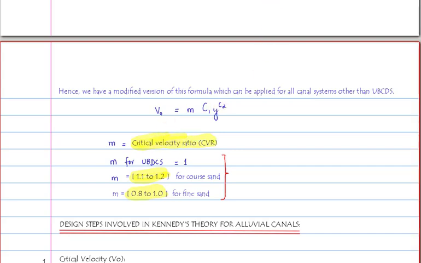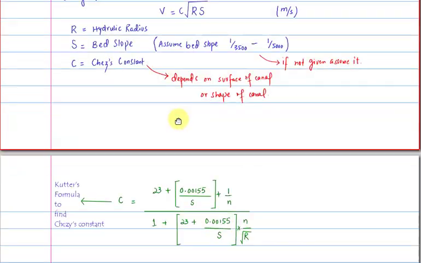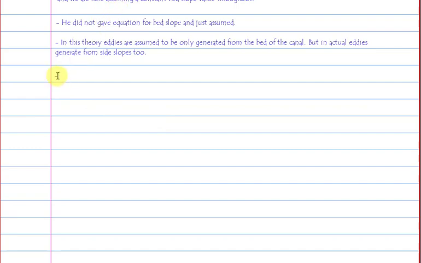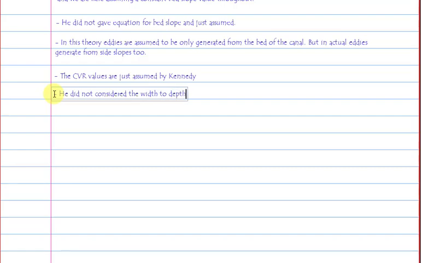So this is another limitation of this theory, that the CVR values are just assumed by Kennedy. The next limitation we can write is that he did not consider the width to depth ratio, W upon D ratio. He didn't consider it.